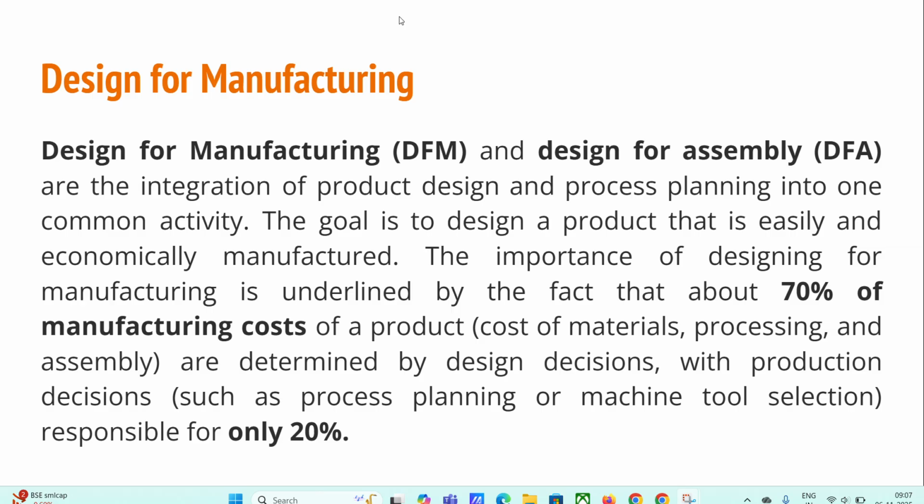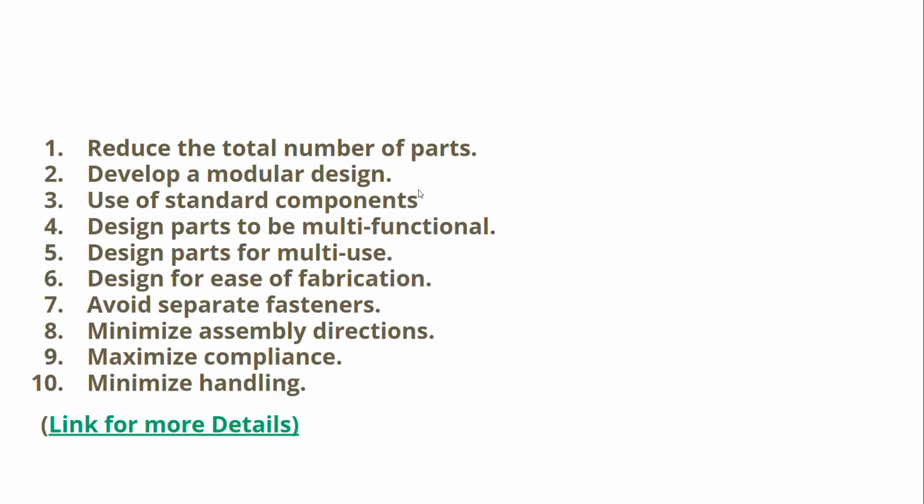Design for manufacturing and design for assembly are integral, bringing design and process planning into a common activity. The goal is to design a product that is easily and economically manufactured. The importance of designing for manufacturing is underlined by the fact that about 70% of manufacturing costs are determined by the product design. Here we are saving a lot of money.